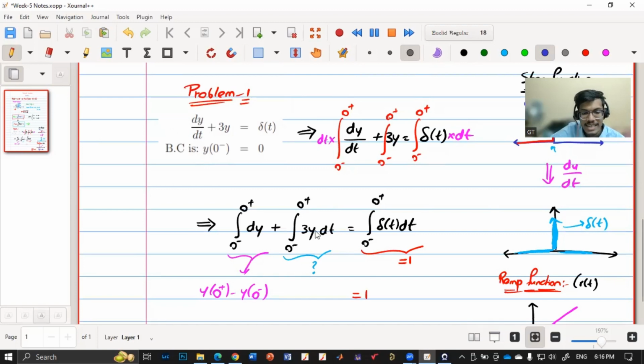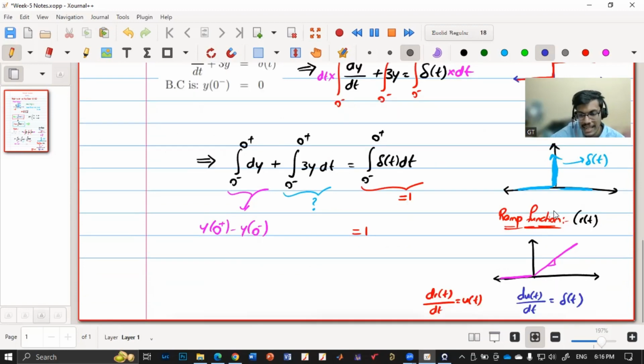Now, if we integrate y, then we are integrating u(t), and we'll get a ramp, which is a continuous function. So r(t) at t equals 0+ and r(t) at t equals 0- are close because it's a continuous function. The value is the same, so if we integrate this from 0- to 0+, it will become 0. So this term's value is 0.